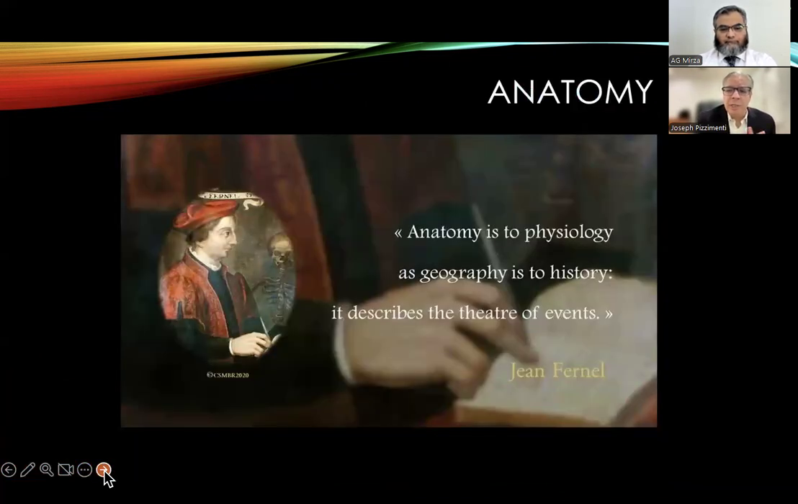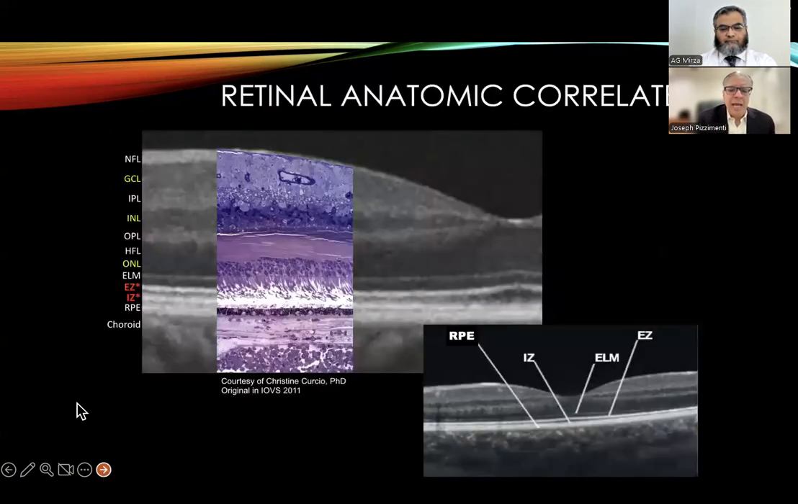And so we do need to know our anatomy. So anatomy is to physiology as geography is to history. It describes the theater of events. And I've put these slides in just for your audience's benefit and as a self-review. I want to thank Dr. Curcio for sharing this slide with me of the histology superimposed on the OCT imaging to show those retinal anatomic correlations. And Professor, I'd be happy to share these slides with you in a PDF format after the webinar, and you can distribute it to your audience.